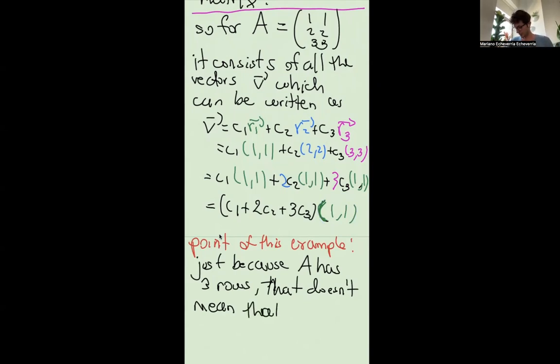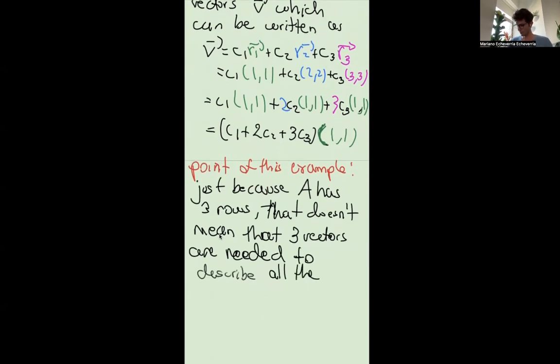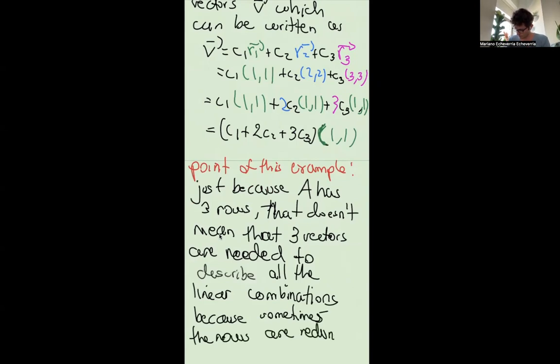That doesn't mean that 3 vectors are needed to describe all the linear combinations, because sometimes there are redundancies among the vectors, because sometimes the rows are redundant. So in fact, how many rows do you think you actually would need in the end?